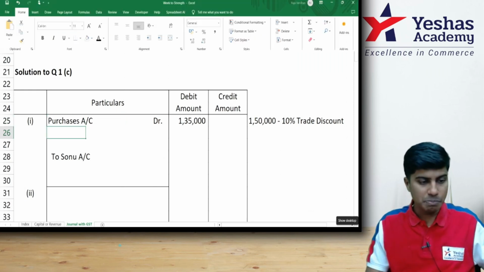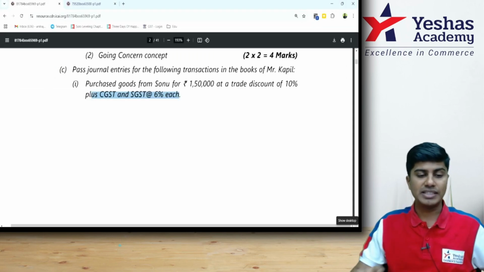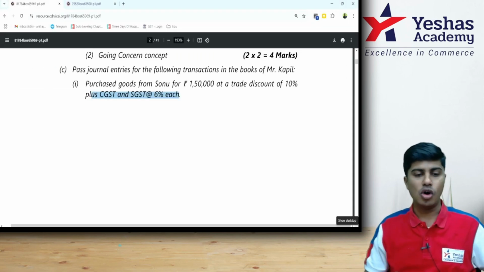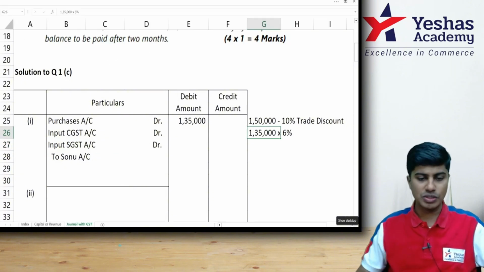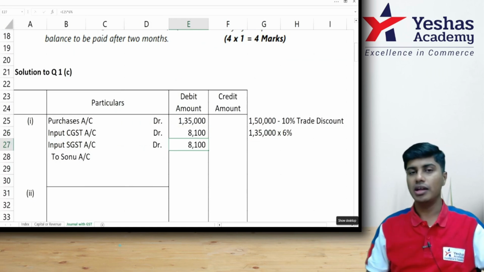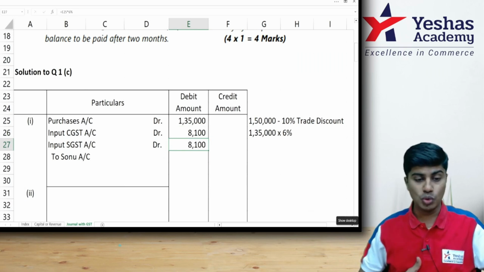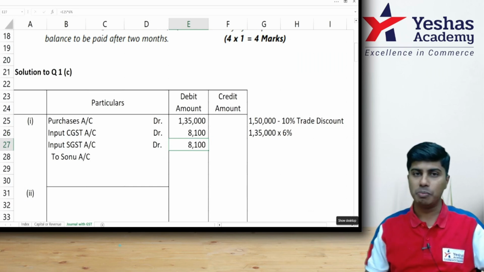For now, this input CGST and input SGST are my assets. This is to the extent of 6% on this 1,35,000. So I would write 1,35,000 into 6%, which comes to 8,100 and 8,100. I have to pay Sonu 1,35,000 for goods, 8,100 of input CGST, 8,100 of input SGST.